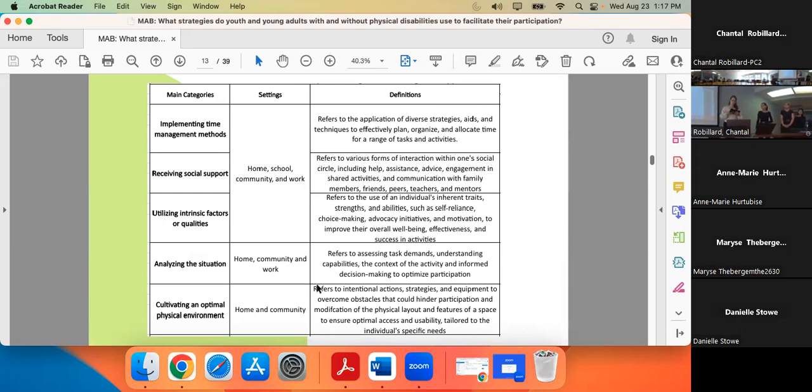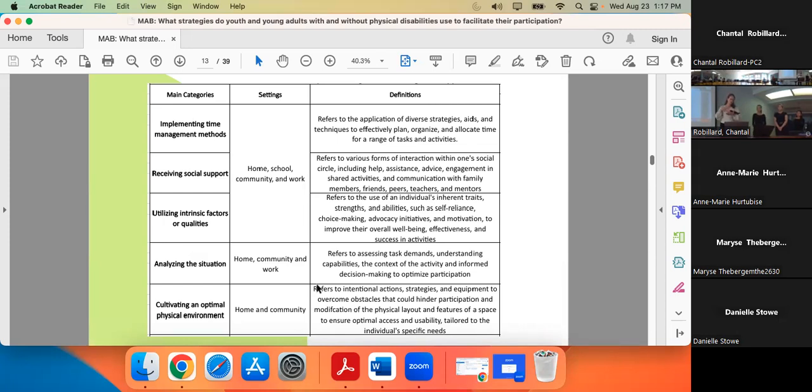Utilizing intrinsic factors or qualities refers to the use of individual inherent traits, strengths, and abilities, like fostering motivation through, let's say, listening to music while working, or saying yes to an advancement opportunity at work. So this is really coming from the participant.